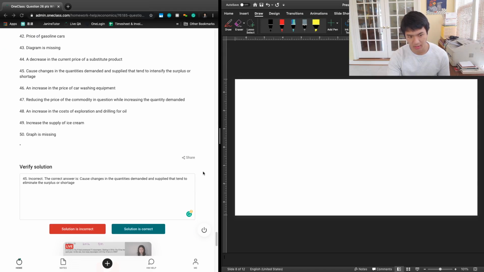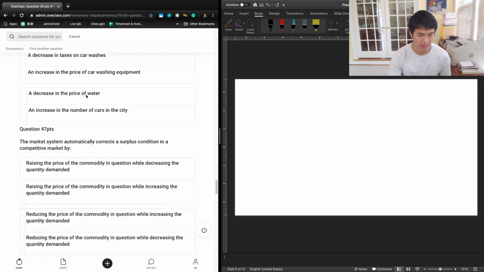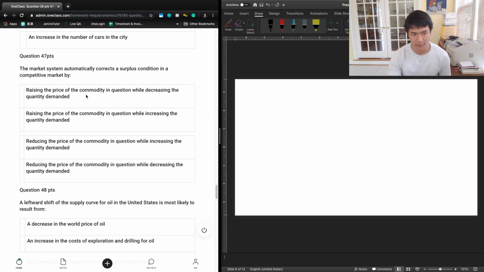Great. Let's take a look at the previous tutor's answer. And the previous tutor says B, an increase in the price of car washing equipment. Great. Taking a look at 47.